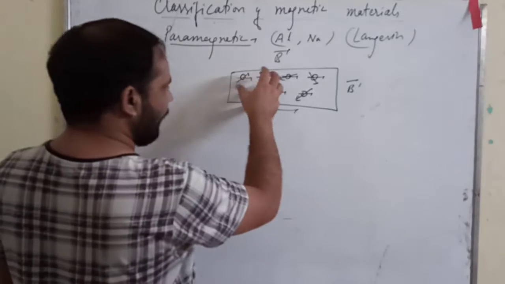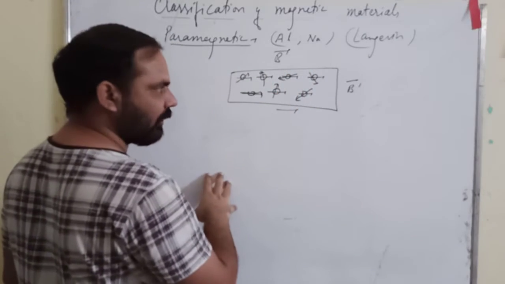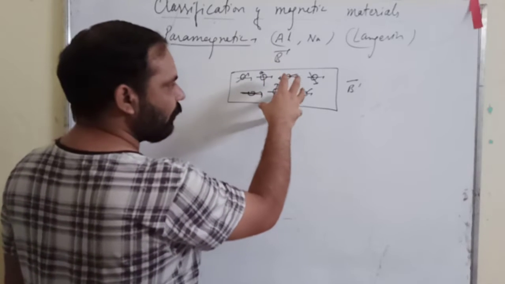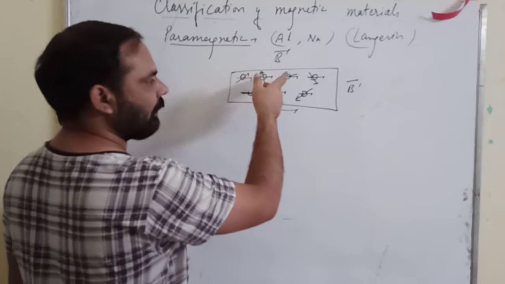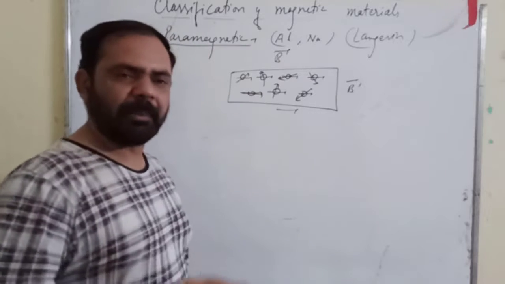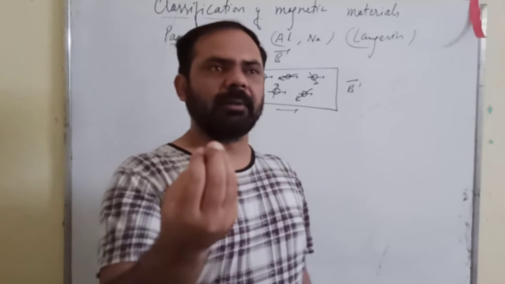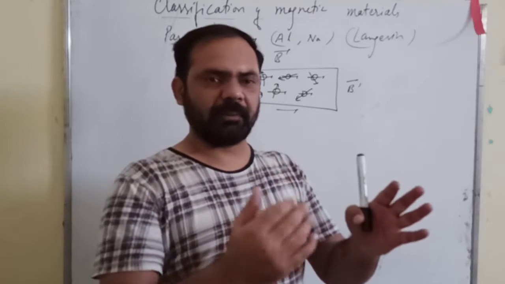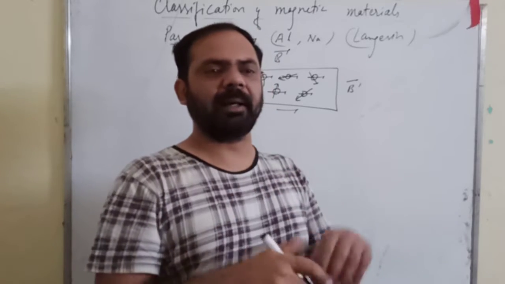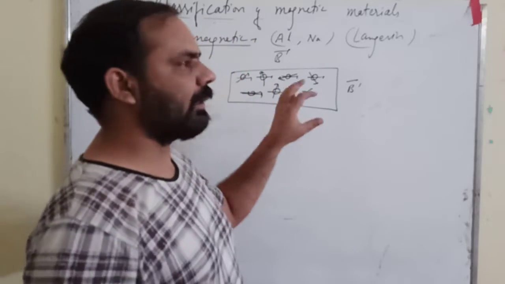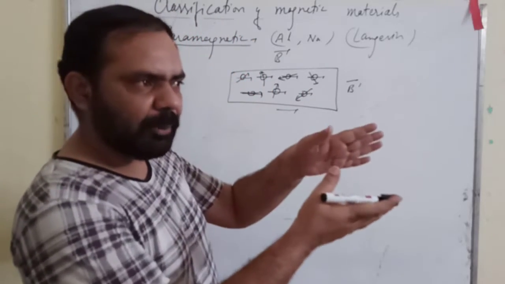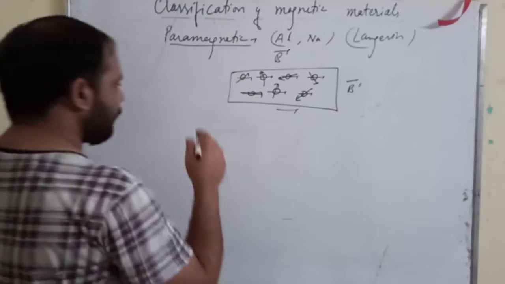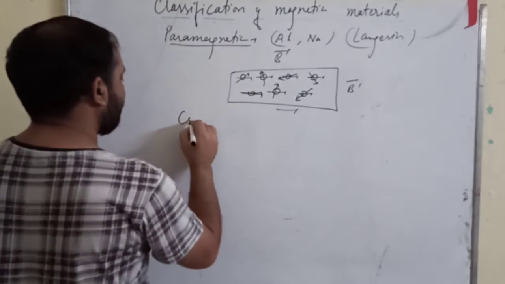Now this alignment of the dipole moments depends on the temperature, because if more temperature is there, then this alignment will be disturbed, because the atoms will not have a stable state. They will be at a higher energy level, so they will be unstable, and then this alignment of the dipole moments will break. So it depends on temperature, and their dependence on temperature is given by Curie's law.